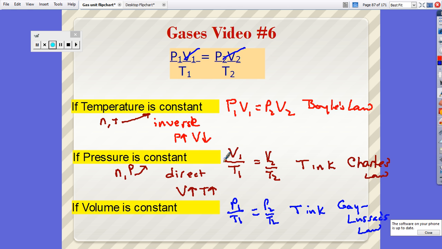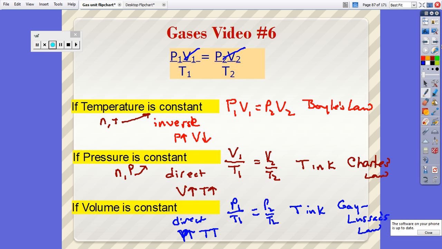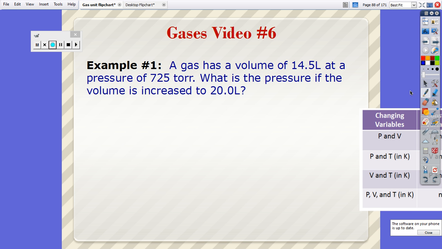And just like before, this kind of relationship is direct, so that if one variable goes up, so does the other one. Oops, sorry, in this case it's pressure though. Okay, let's try our first example problem.